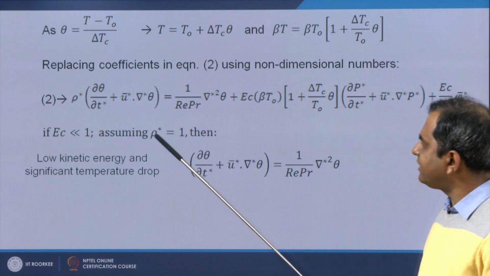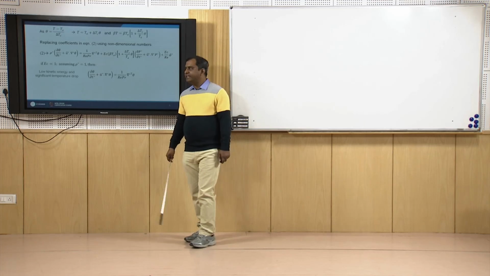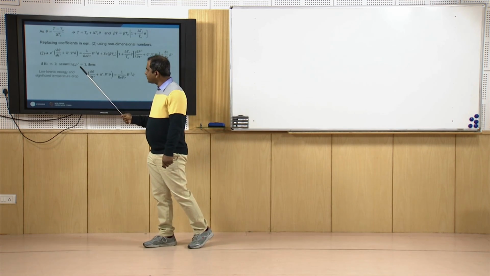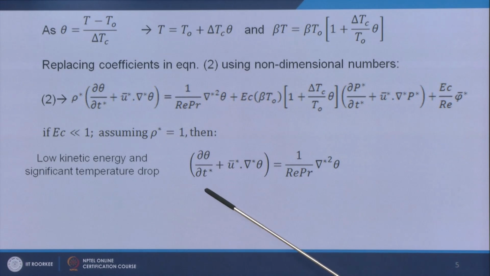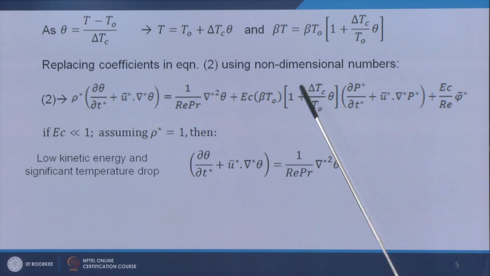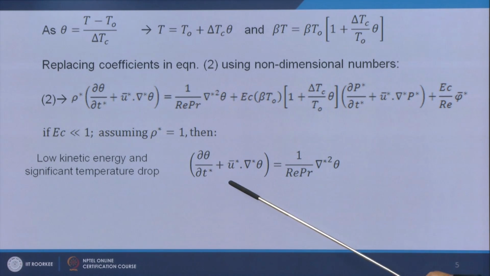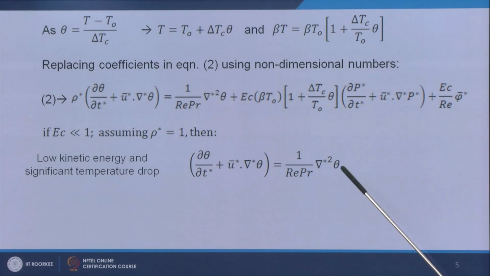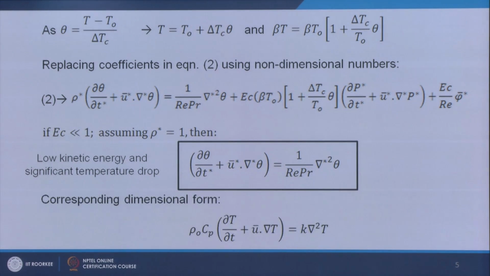And if we consider that we have chosen rho naught in such a fashion that the non-dimensionalized density rho star becomes 1, then this equation 2 reduces to this form. So the gradient of rho star becomes 0, and these two terms can be neglected compared to the others. We get this simplified equation, where on the left hand side we have convection and on the right hand side we have conduction. As non-dimensional number we have Reynolds number into Prandtl number. This is a very, very important equation.